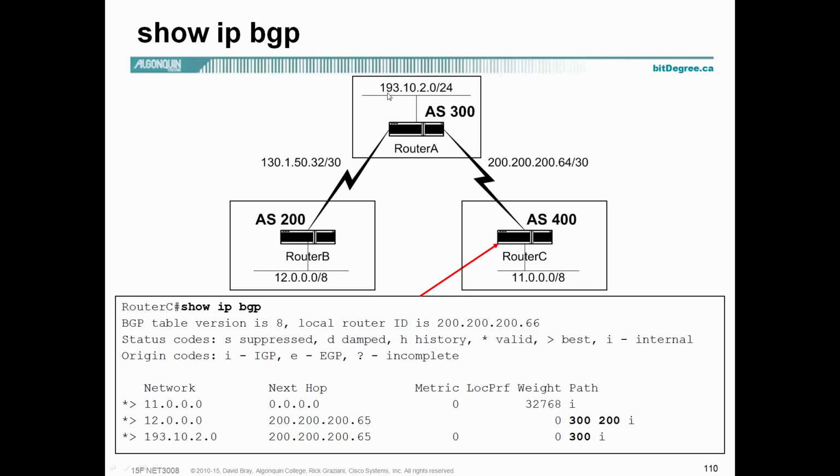And the last one, network 193.10.20, which is represented here, the third path. Same next hop, of course, out of our AS, but in this case it only goes to AS 300 and will hit the IGP route. That's precisely what we see.